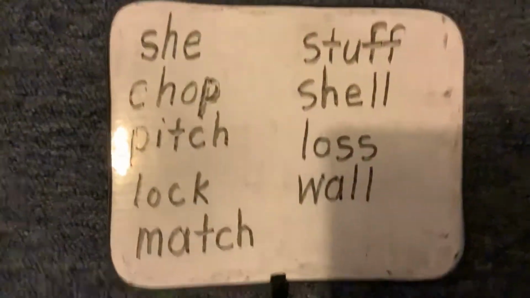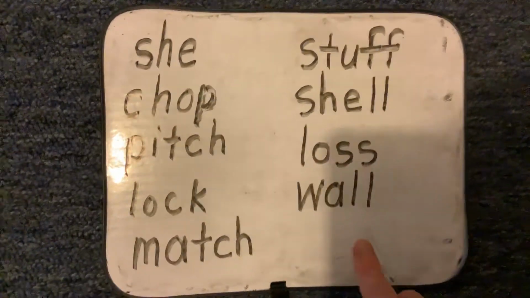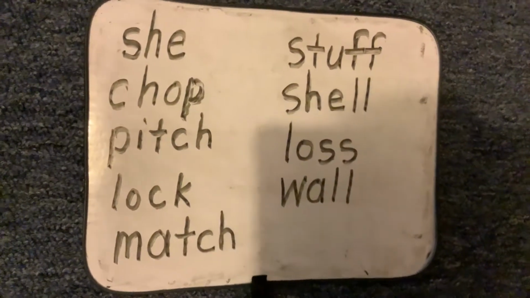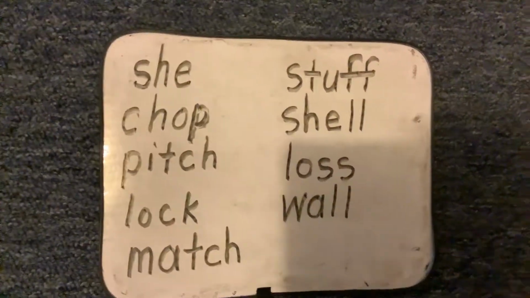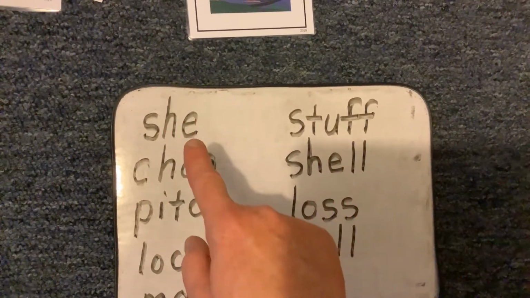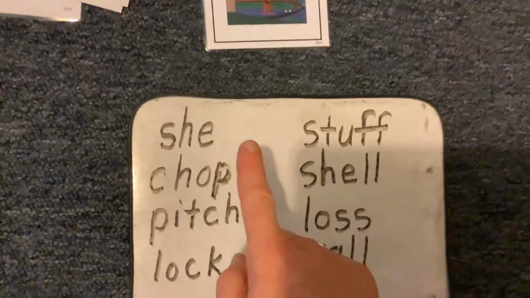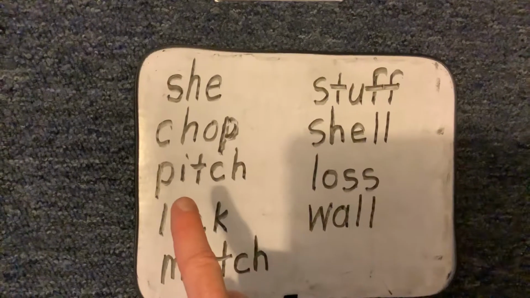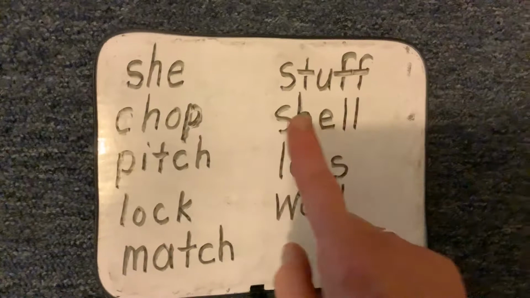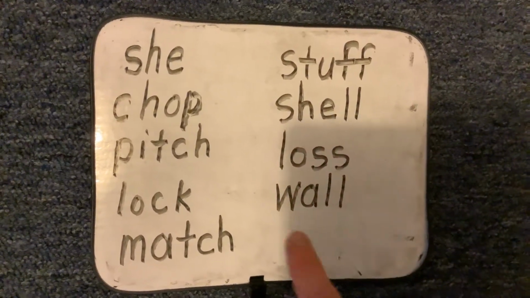Let's review some of our words with some of our endings that we've been working on, like the FF, the LL, ALL, SS. We've got our TCH that says ch, and our powerful CK. You read these at the same time as me. Now look right here, we're starting with an open syllable because that vowel is by itself on the end, and it says its name, E. She, chop, pitch, lock, match, stuff, shell, loss, wall.